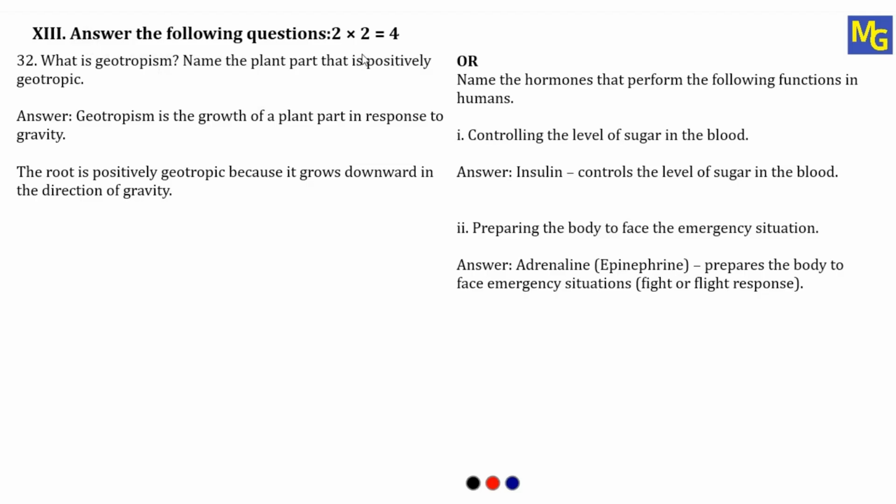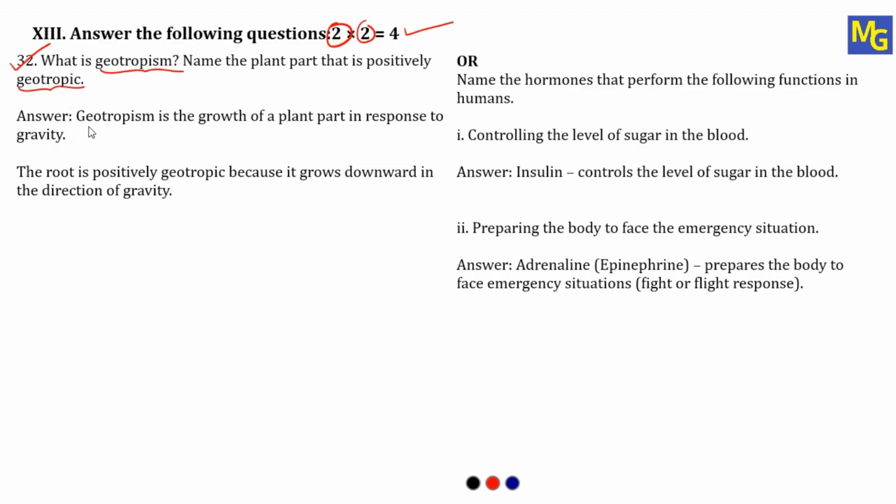So in this section we are going to solve 2 marks questions. We have to answer 2 questions, each will carry 2 marks, so total we are going to get 4 marks from this section. Here we have an internal choice, whichever you feel easy you can attempt. So question number 32 will start. What is geotropism? Name the plant part that is positively geotropic.